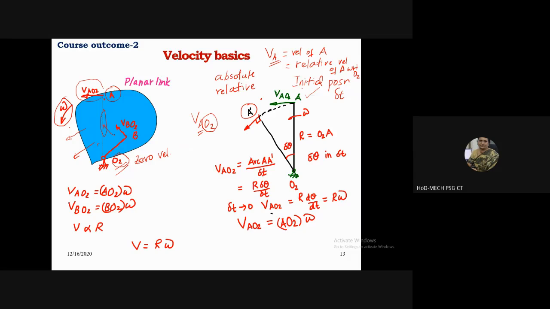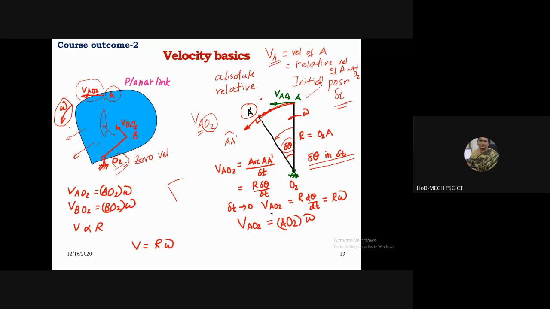Now let's try to get an expression for the velocity of A and the direction of the velocity of A. Over a time interval of delta t, let this line joining A and O2 travel covering an angle of delta theta in delta t. Now, what is the distance traveled by the point A? It is this arc distance, the arc AA dash. The velocity of point A will be the distance traveled divided by the time taken. So the distance traveled is the arc AA dash and the time taken is delta t, so arc AA dash divided by delta t.